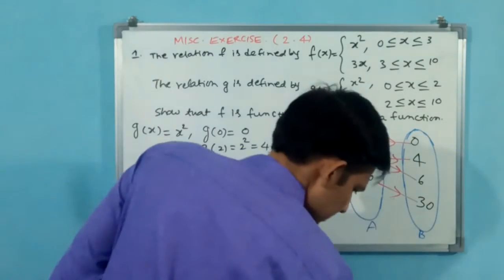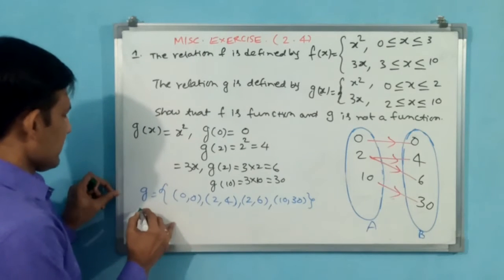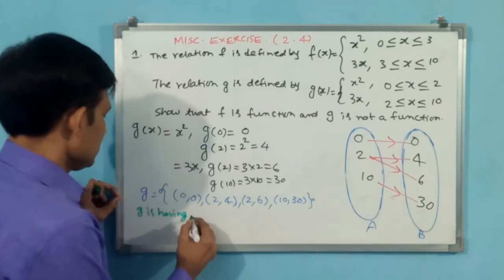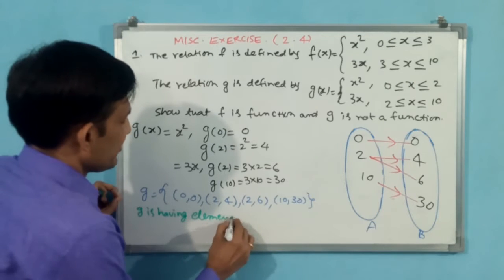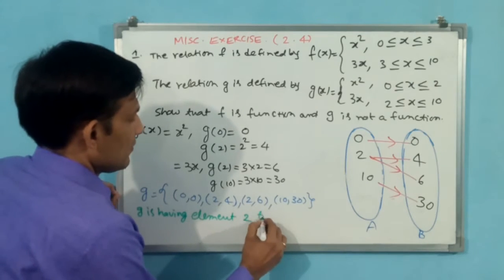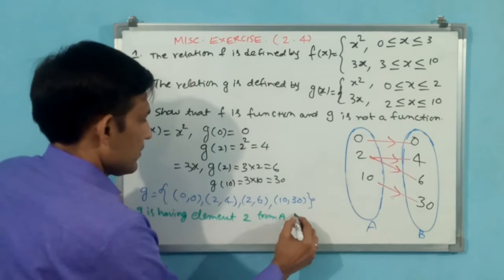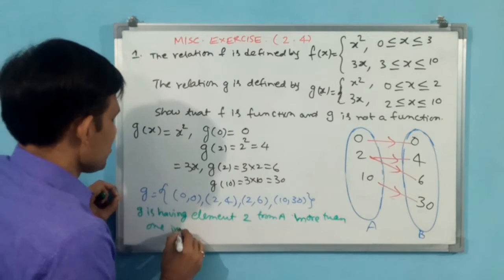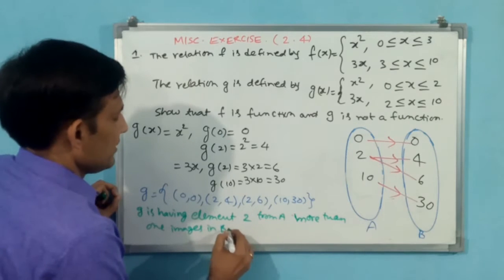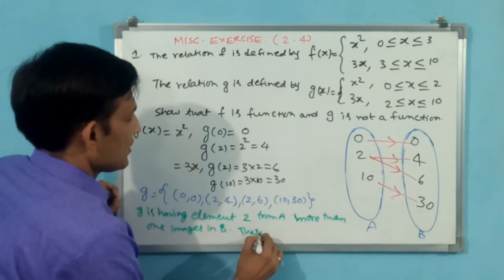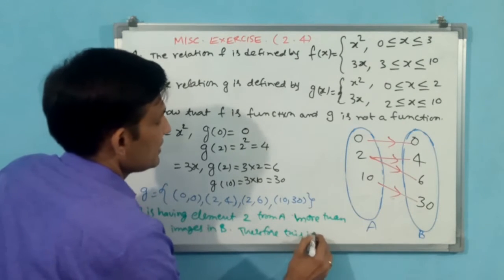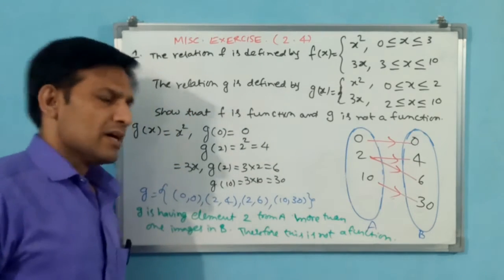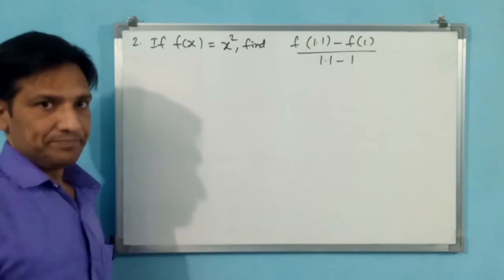We can write. Okay, now write. How to write? G is having element 2 from A more than one images in B. Therefore, this is not a function. Okay, like that you have to write. How they have written? Okay, let us see the second question.